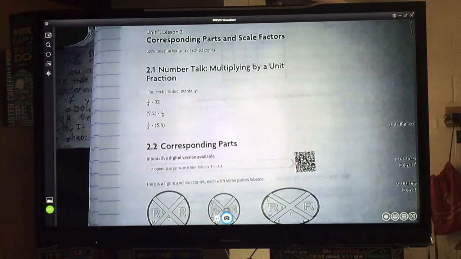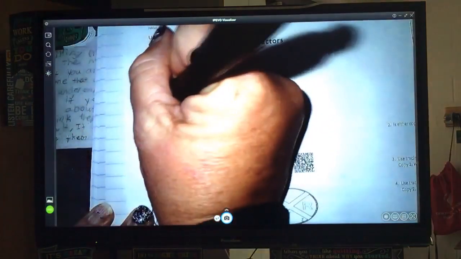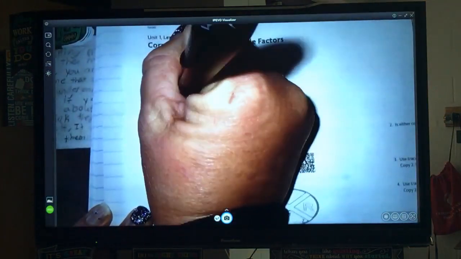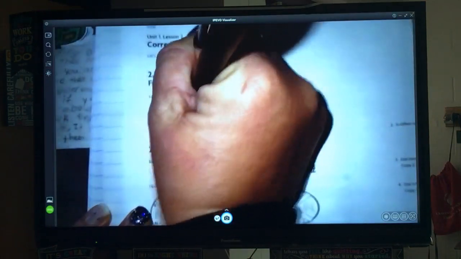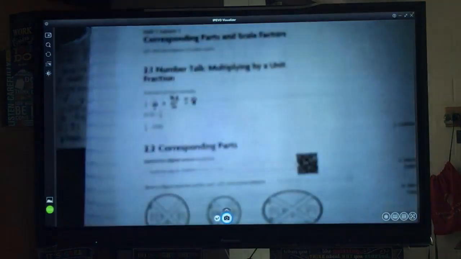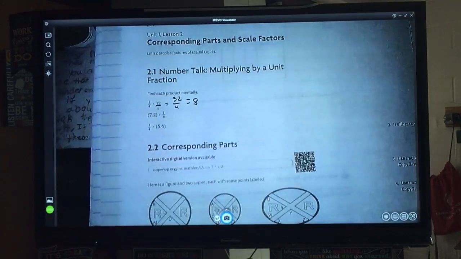Haley? I put a 1 under 32 and then I got 8. So essentially you got 32/4 and you divided it and got 8. Okay, perfect. All right, anybody do something different? All right, so the next one, 7 2/10 times 1/9. What did we do here?